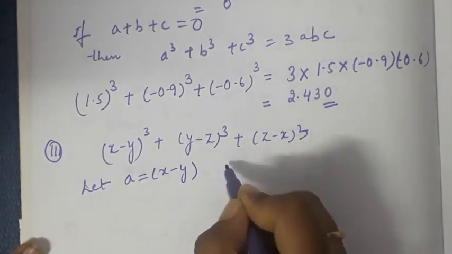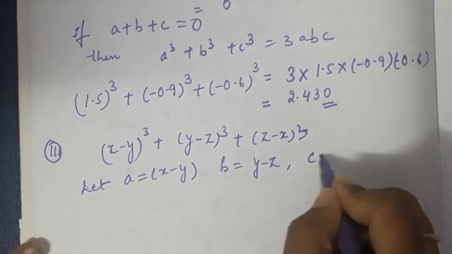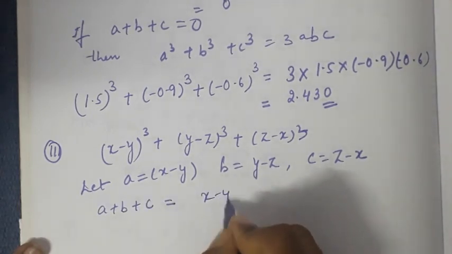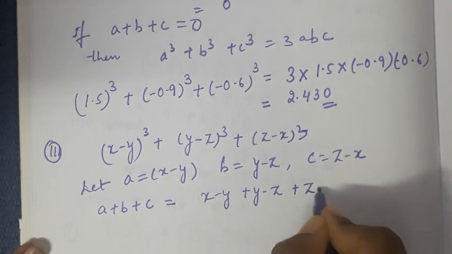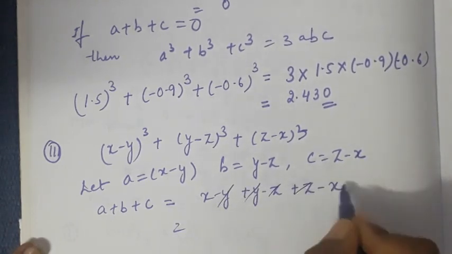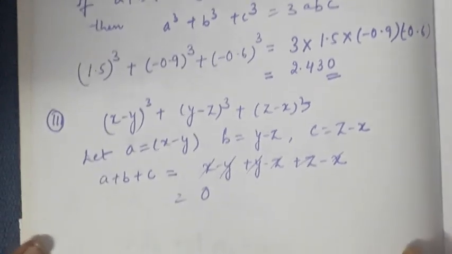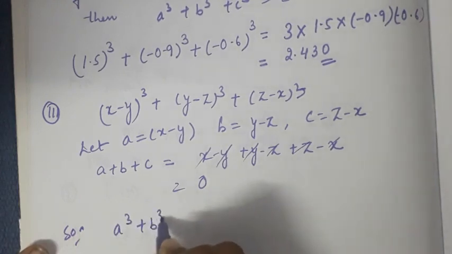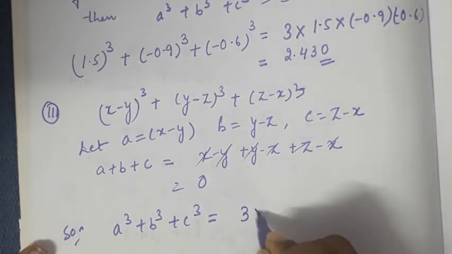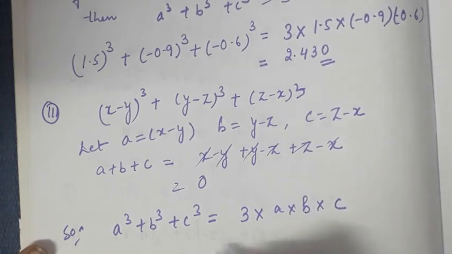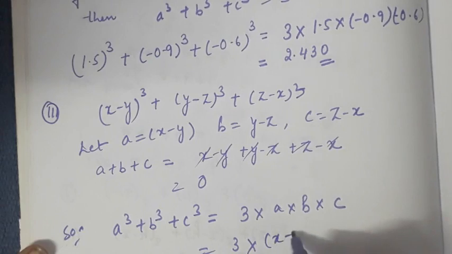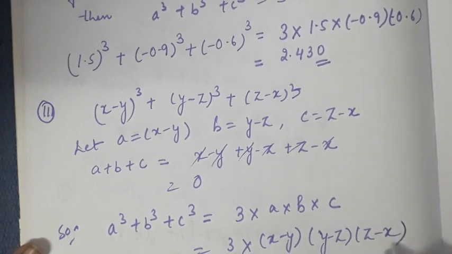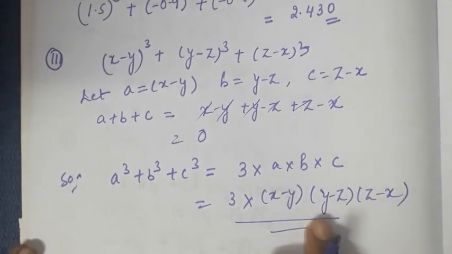Okay, similarly we can do the third part. Let A = x - y, B = y - z and C = z - x. The sum A + B + C = x - y + y - z + z - x. See, I can see that the answer is 0. So A^3 + B^3 + C^3 will be equal to 3 into A into B into C, right? So A is x - y, B is y - z and C is z - x. So this is the required answer.